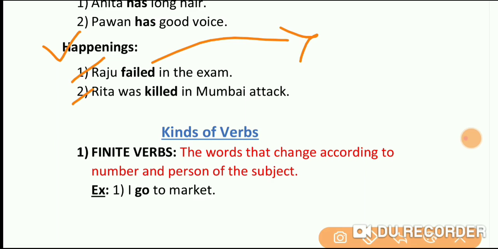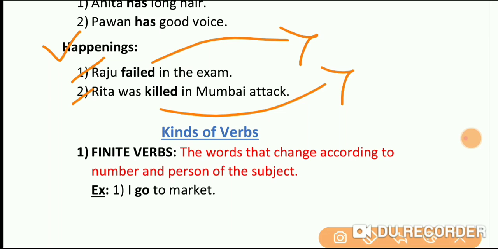Failed is a verb here. Killed is a verb here. These both verbs show that something has happened with Raju and something has happened with Rita. Something has happened, so it means what happens with a noun or pronoun. To show that, we use some verbs. They are also words. They are also verbs.